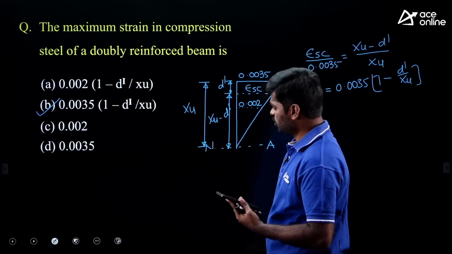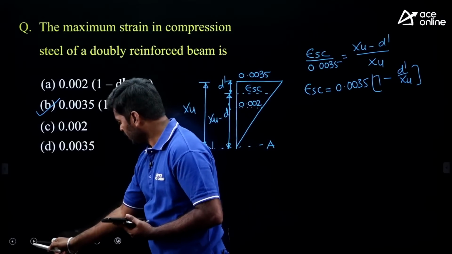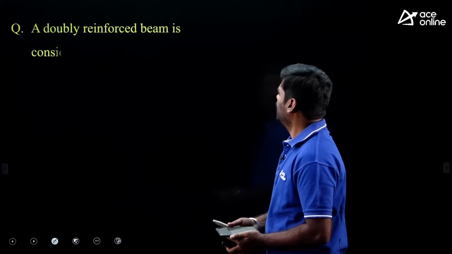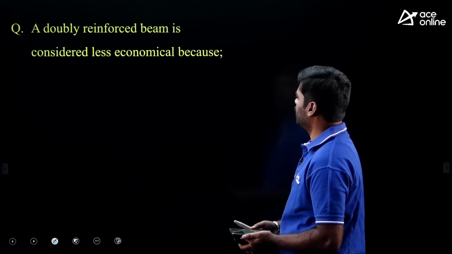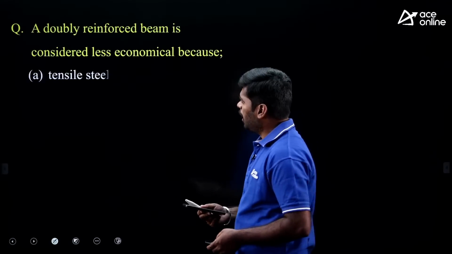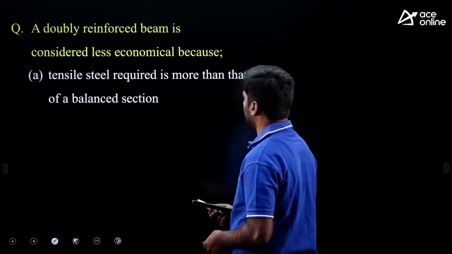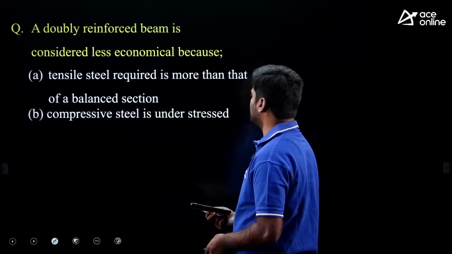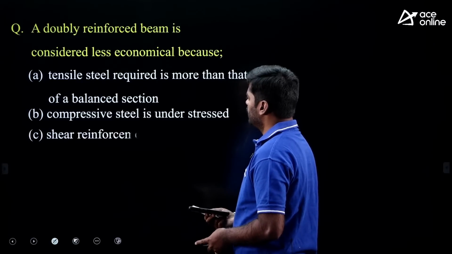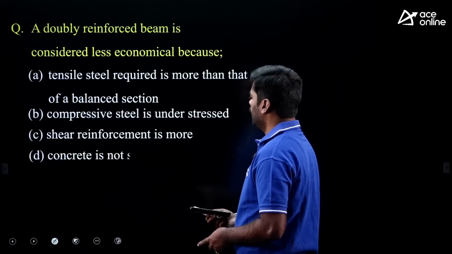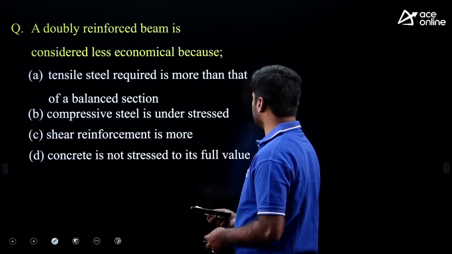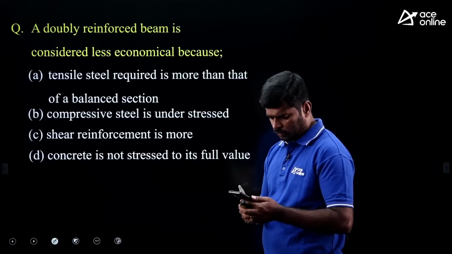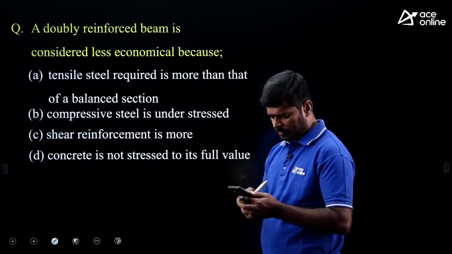Next question. Are you ready? A doubly reinforced beam is considered less economical because, be ready. Option A, tensile steel required is more than that of a balanced section. B, compressive steel is under stressed. C, shear reinforcement is more. D, concrete is not stressed to its full value. Which option is correct?